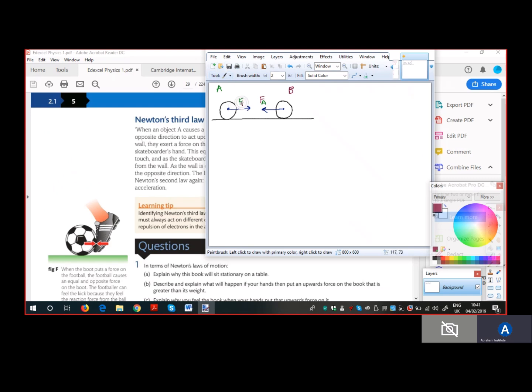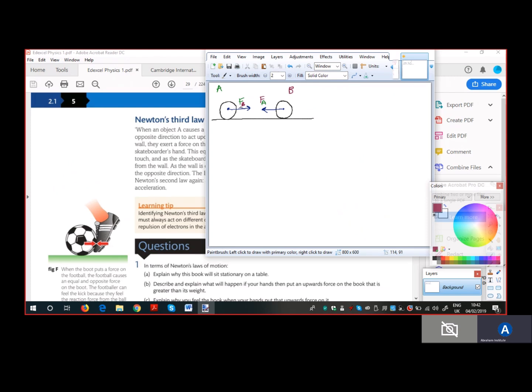Force exerted by B on A. All right, so this is the force exerted by A on B. This is the force exerted by B on A. So this is object A, this is object B. Now these are both gravitational forces. If you take the gravitational force exerted on the earth by the sun, and you consider this to be the earth and this to be the sun, the gravitational force exerted by the sun on the earth is this one. The gravitational force exerted by the earth on the sun is this one. So this is a Newton's third law pair.